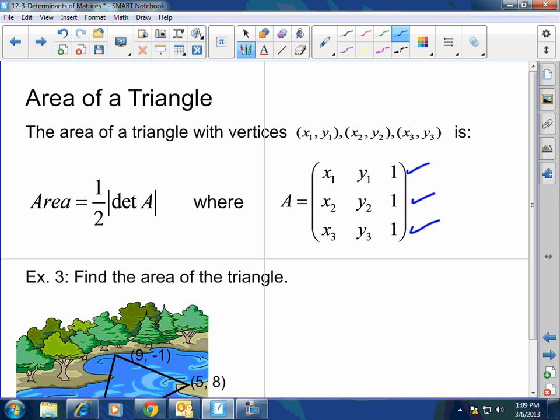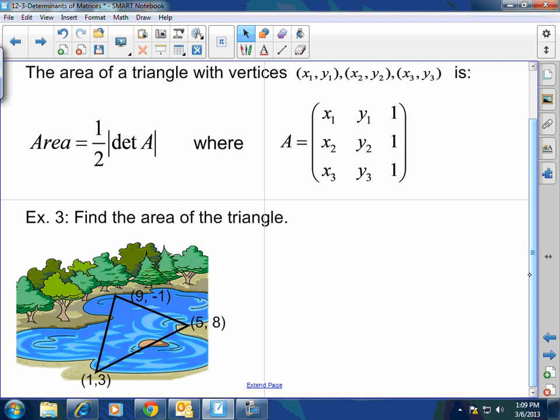Now, does it matter who's x1, y1? That's the good part. No, it doesn't really matter. But what you cannot do is mix and match. You can't put x1 here and then y2 here because you want to. Whoever you choose to be x1, y1, and x2, y2, and x3, y3 must be in the same order.